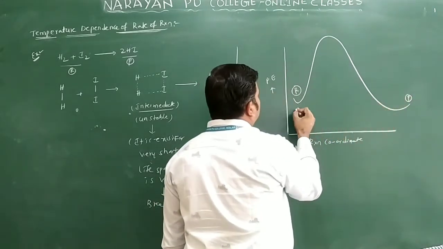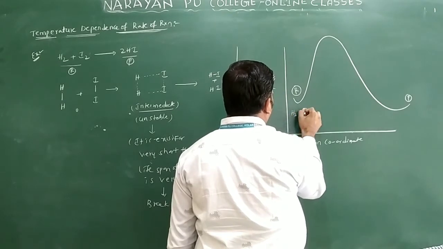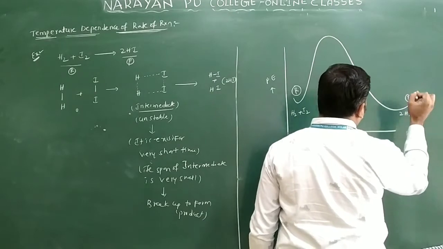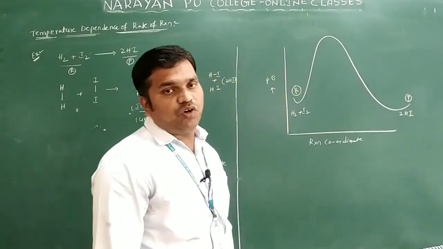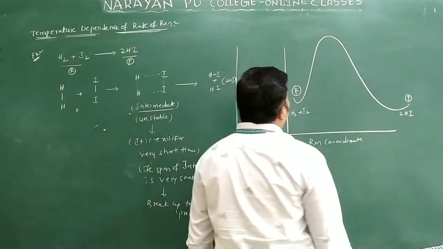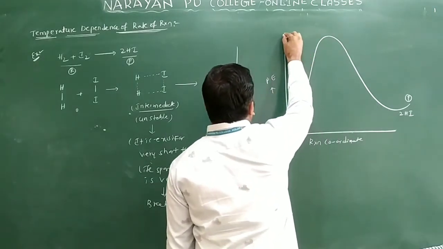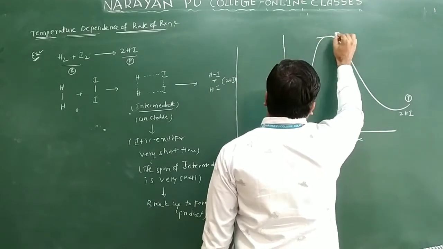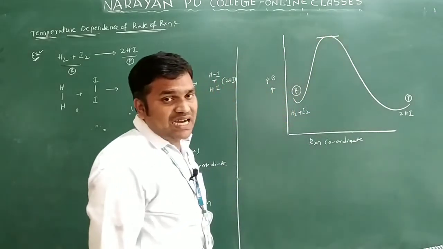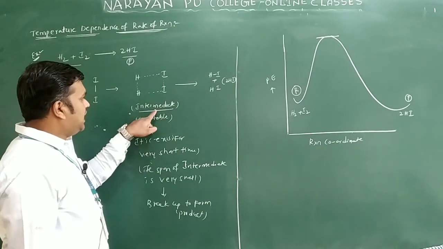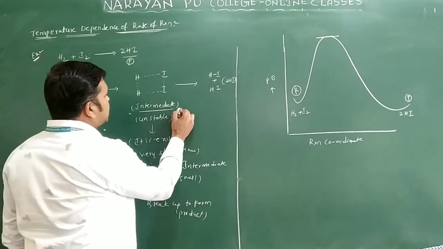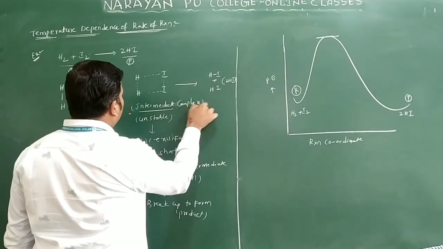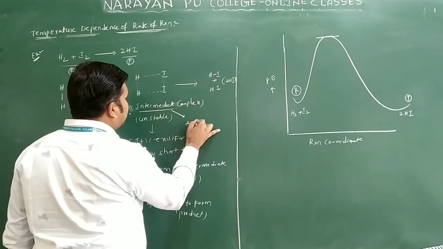What are the reactants here? The reactants we are taking are H2 and I2, and the product formed in this reaction is 2HI. Now we will see this complex. We are calling this an unstable intermediate complex. This unstable intermediate complex is there. So this complex we have to call an activated complex.